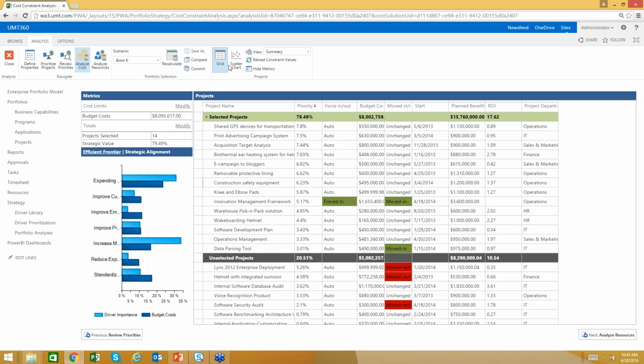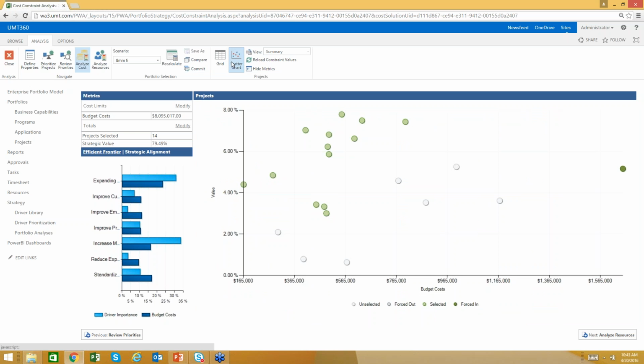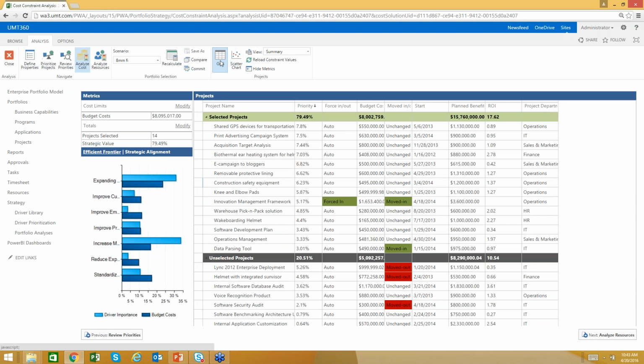Of course, you can go from grid views to scatter views and see the value cost breakdown as you would expect. Of course, there are many different bubble charting views now available for reporting in the Microsoft PPM platform too. So I can commit the scenario at this stage and update the workflow, or I can switch gears.